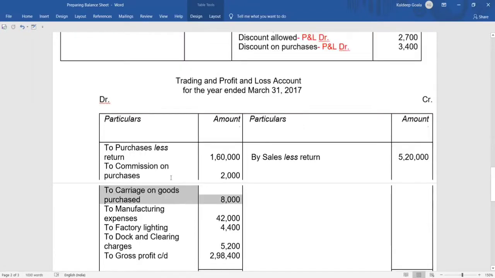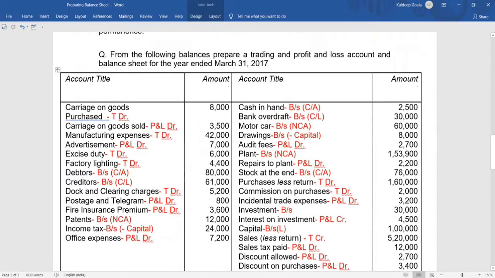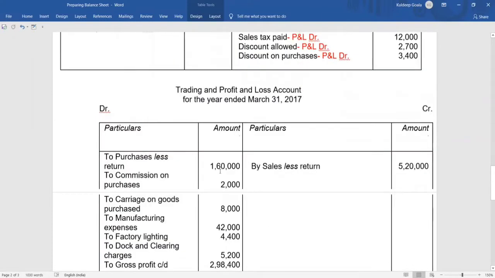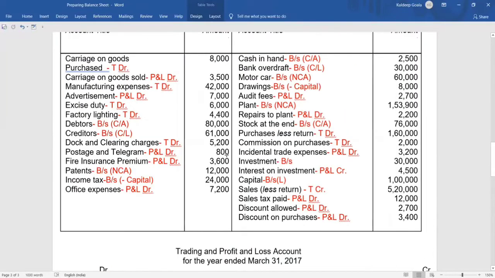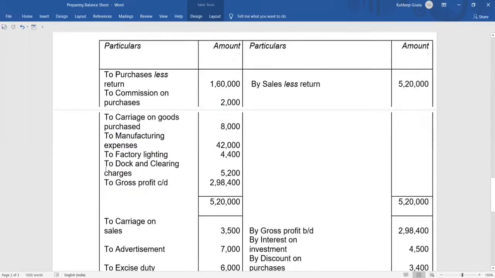They have written the commission on purchases, that you can write later, no problem. From the beginning onwards it should come. Then comes the manufacturing expenses 42,000. So that will be followed by, after that, to manufacturing expenses 42,000. Clear? After that, the next item, just find out in trading. Here is the excise duty 6,000 rupees. So it will also come here, to excise duties.